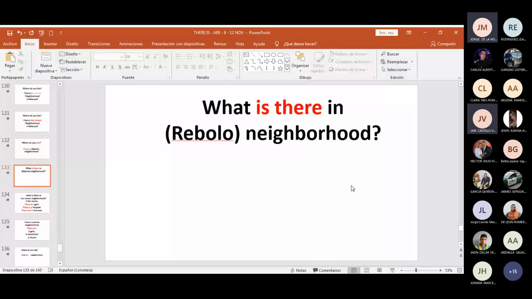So, student, here you give information about the place where you live. Usted da información acerca del lugar donde usted vive para que de pronto la otra persona se interese en visitarlo. Yes, there is or there are. Extra information.